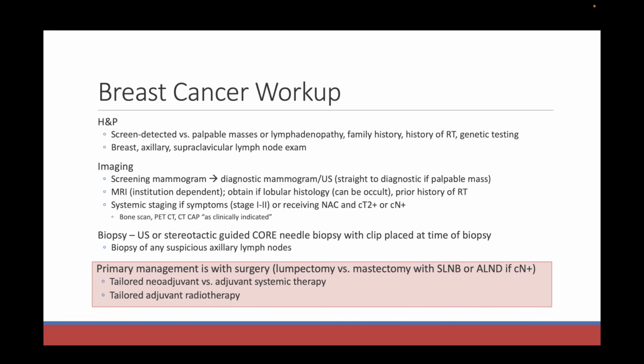If patients are getting neoadjuvant chemotherapy, or they have T2 or higher or node positive disease especially, I think at minimum it makes sense to get a bone scan, if not more comprehensive imaging with either a PET CT and or a CT chest, abdomen, pelvis. So especially if they're getting neoadjuvant chemo, get systemic imaging. Especially if they're node positive, also think about getting systemic imaging.